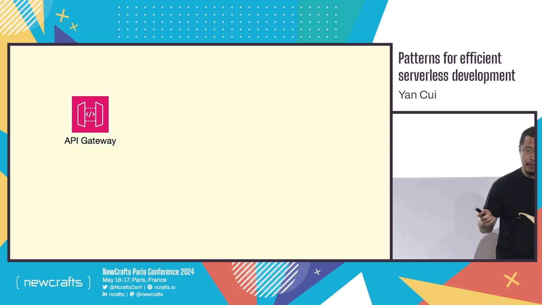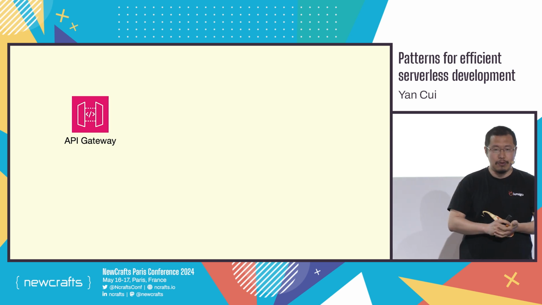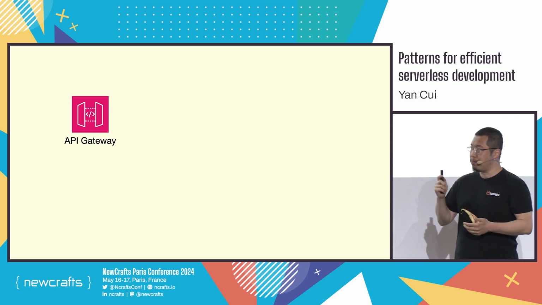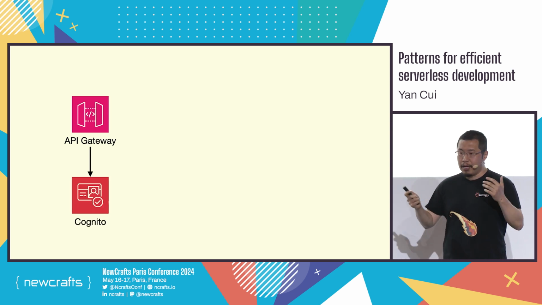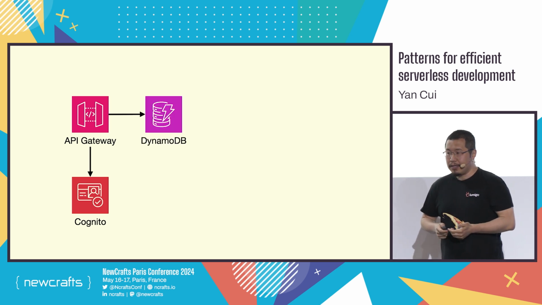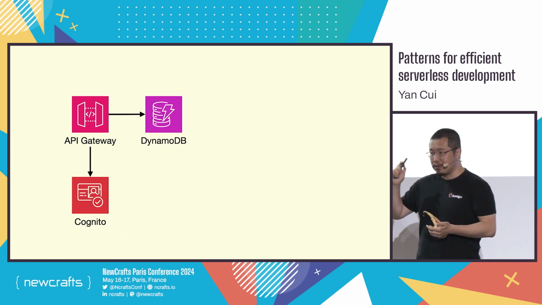So imagine nowadays you want to build a REST API. You can do this without having to write any Lambda functions, any custom code, by just plugging API Gateway with Cognito for user authentication and authorization. And then you can actually have API Gateway talk to DynamoDB directly.